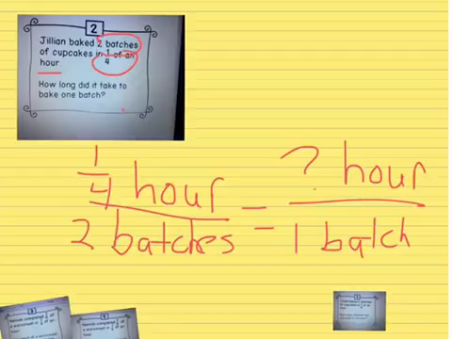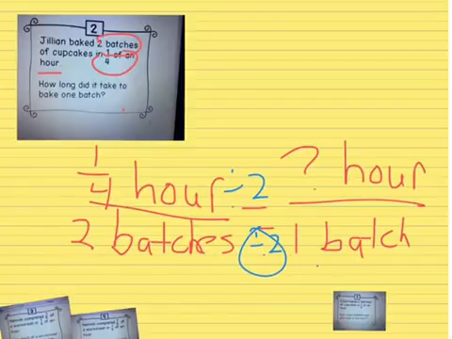So to get from 2 batches to 1 batch, I just divide by 2. So whatever I do to the bottom, I have to do to the top. So if I am dividing by 2 to get to 1 batch, then I would divide the top by 2. So our problem is really 1/4 of an hour divided by 2 would give us how many hours it would take to make 1 batch. So I'm going to do that up here.